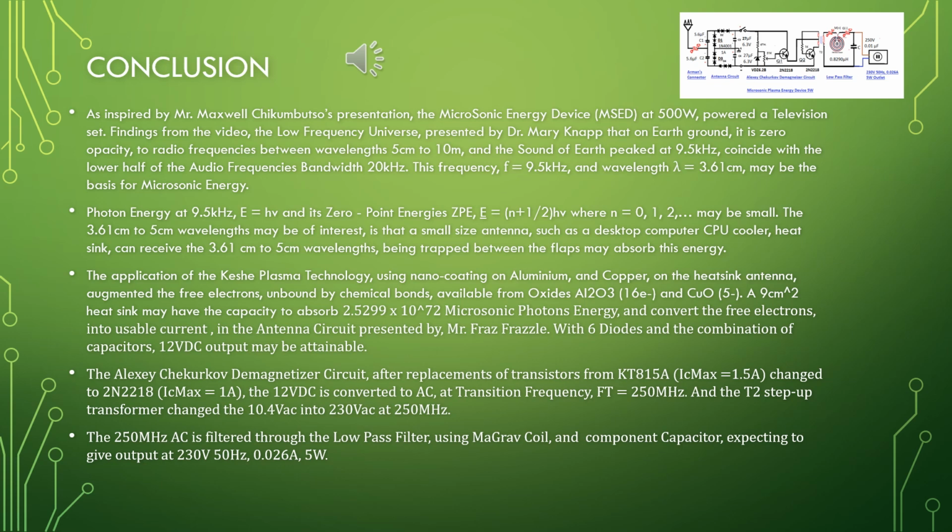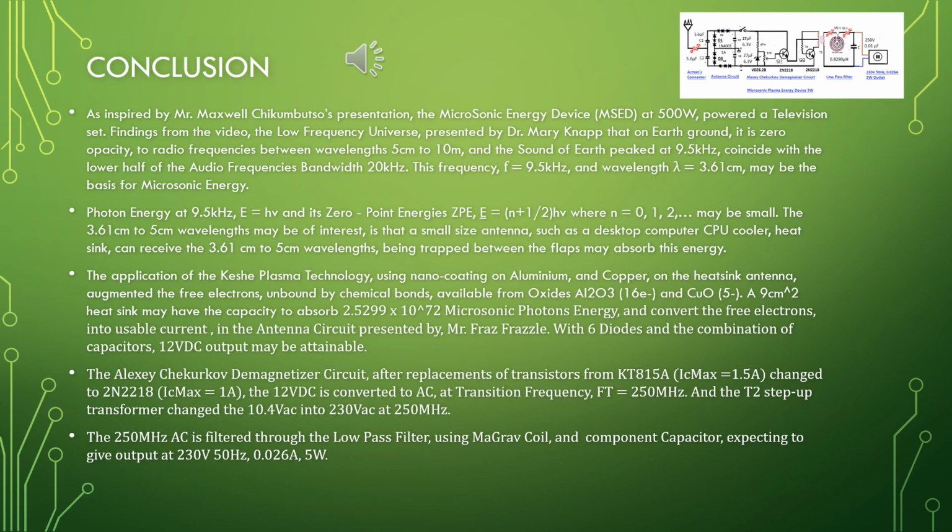The Alex-Chekhov demagnetizer circuit. After replacement of the transistors from KT815A, the IC max equal to 1.58 changed to 2N2218, IC max equal to 1 ampere. The 12-volt DC is converted to AC at transition frequency Ft equal to 250 MHz, and the T2 step-up transformer changed the 10.4 VAC into 230 volt AC at 250 MHz.